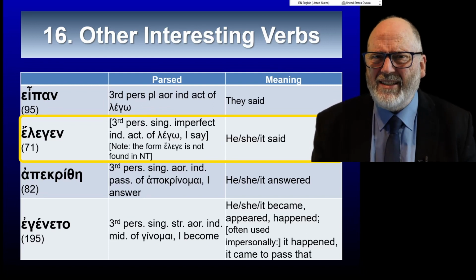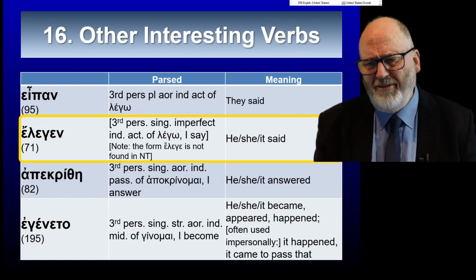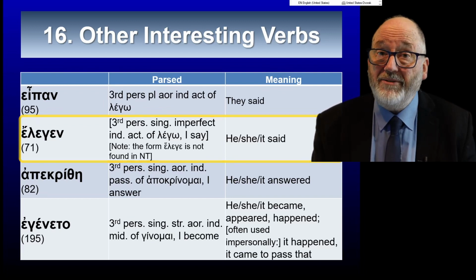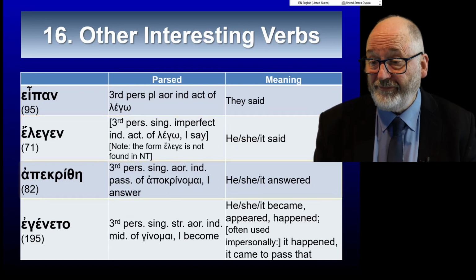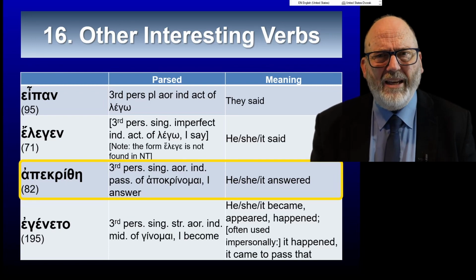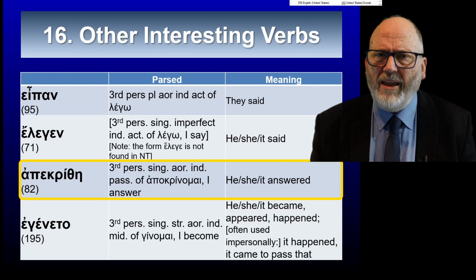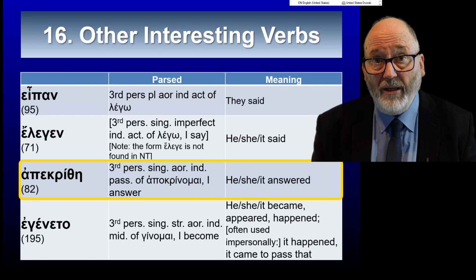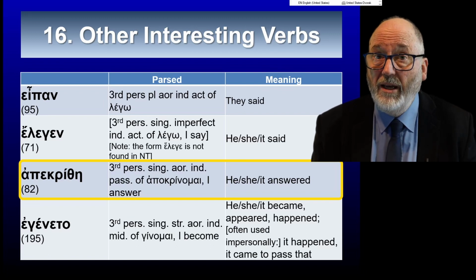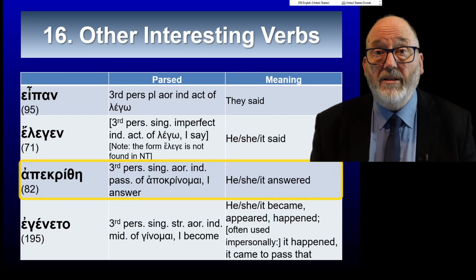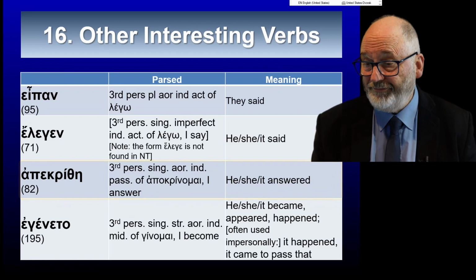You're going to recognize that it's he said anyway, and the ending looks right. It's going to be right. εἶπαν is found 95 times and ἔλεγεν is found 71 times. So it's found often enough that you're going to meet it often. Ἀπεκρίθη is a passive aorist. It's a verb that doesn't have an active voice. But again, ἀπεκρίθη is found 82 times, often in the gospel accounts, and it's a verb worth knowing now, even though you haven't officially met aorist passives at this stage.